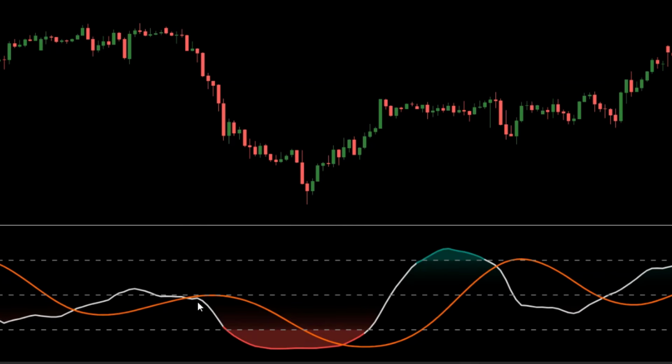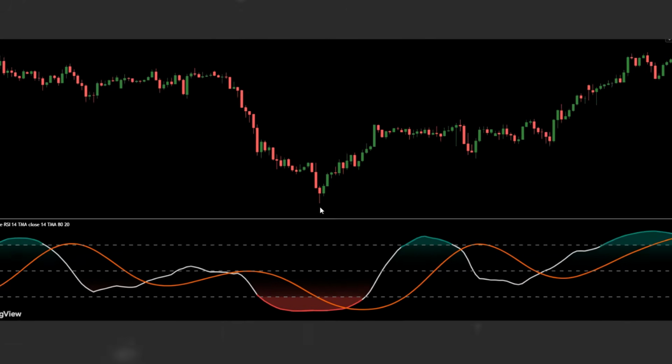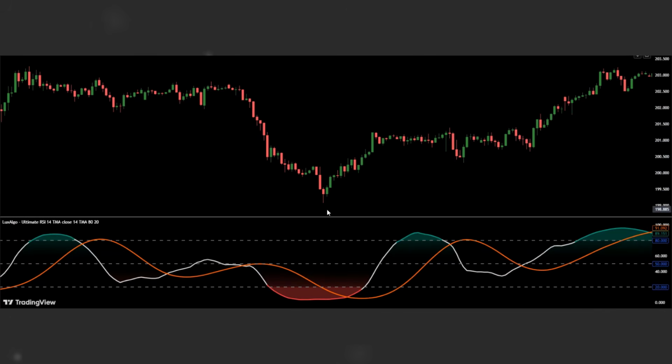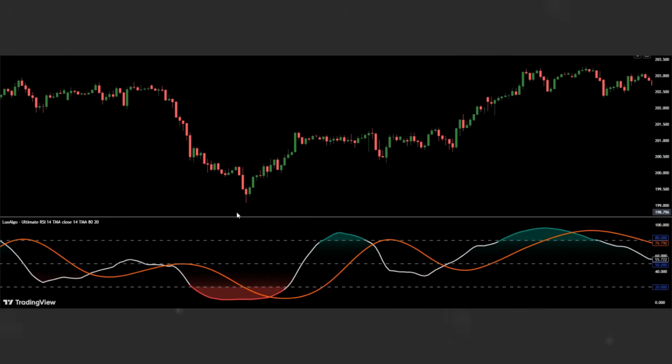First, we'll look for the Ultimate RSI line crossing below the orange signal line, which shows the market may start moving down. Then we check if the RSI line is below the midline at 50, indicating a bearish trend. When both conditions are met, we can consider entering a sell trade. By following these steps, you can read the chart more clearly and know when the market is likely to move in your favor.